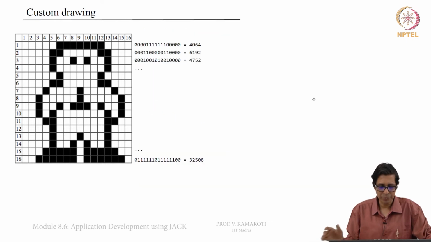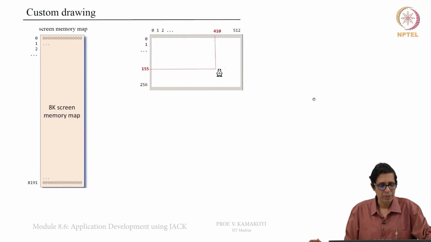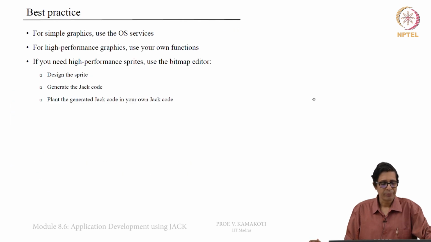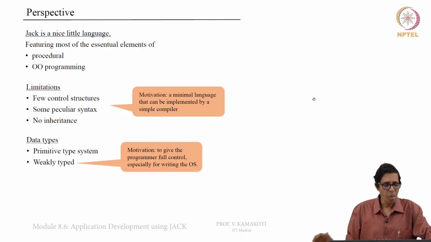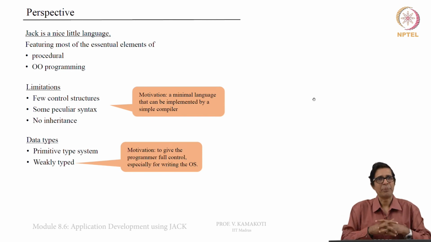So I could have these types of custom drawings, and we'll show one quick demo of that. So to sum up, Jack is a very nice little language. The limitations are that it has few control structures, some peculiar syntax, and no inheritance. It's not a fully fleshed out object-oriented language, and it is very weakly typed.